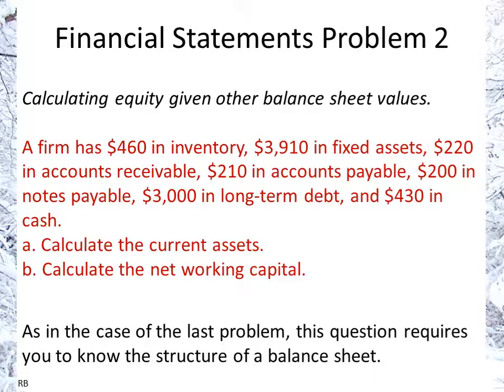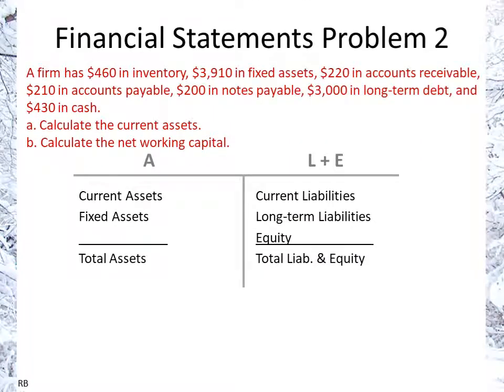So this question will also basically require you to know the structure of a balance sheet, but unlike problem 1, this will go into more details. As you can see, we're also focused on current assets, and we will see that we'll be looking at current liabilities. So again, looking at the general structure, we have current assets, fixed assets on the asset side, and then we have current liabilities, long-term liabilities, and equity on the liabilities and equity side. We're looking here for current assets and net working capital.